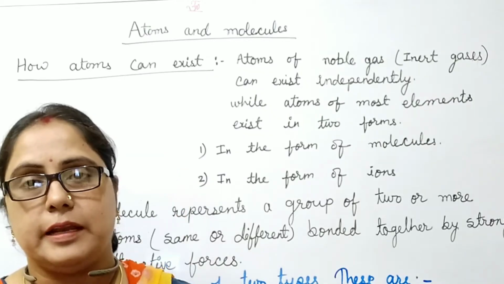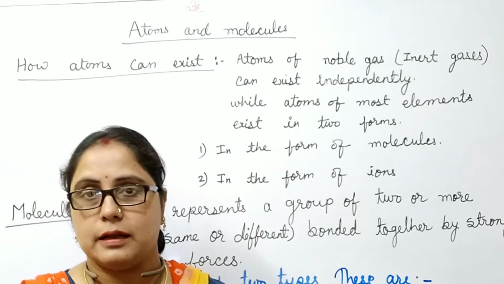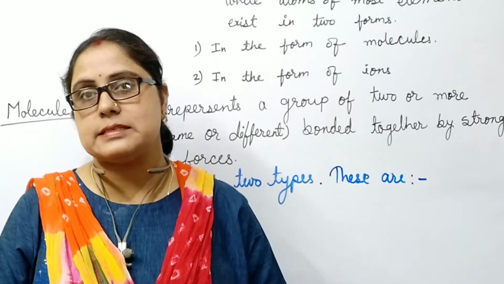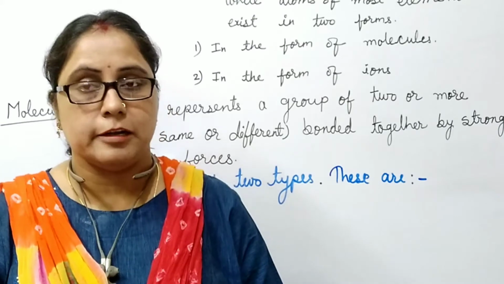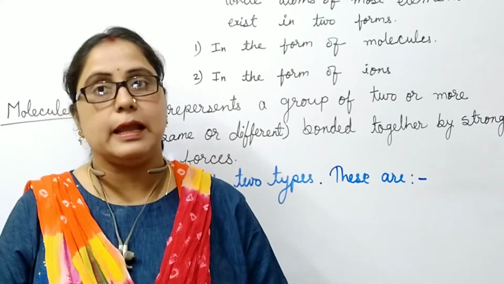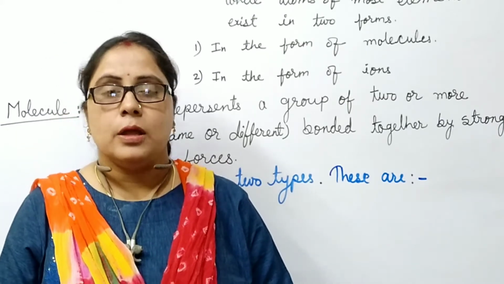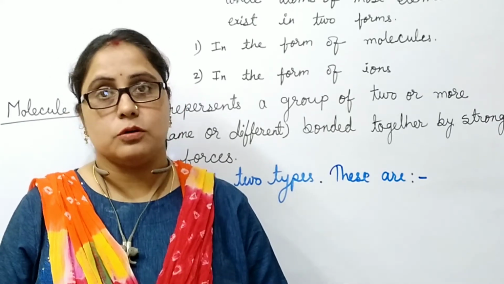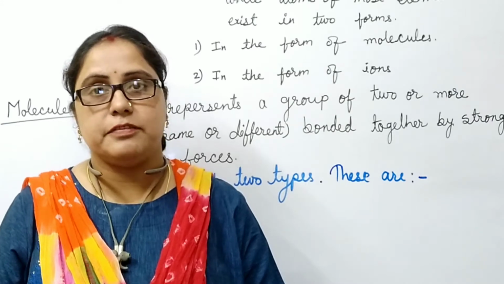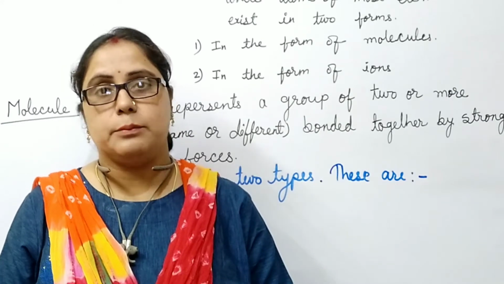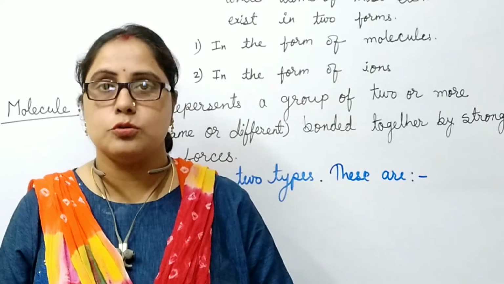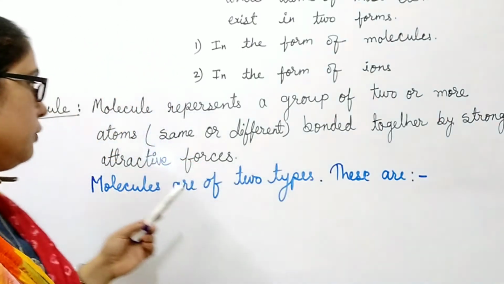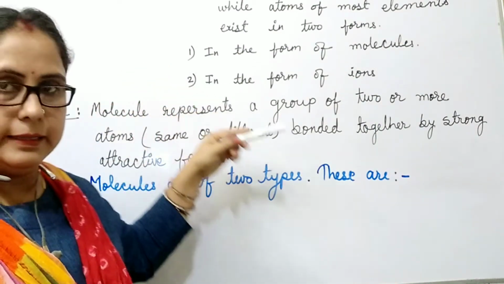Children, atoms of very few elements, the noble gases or inert gases, can exist independently or in a free state because noble gases are chemically unreactive, while atoms of most elements exist in the combined state because these atoms are chemically very reactive. So they combine together and exist in two forms: in the form of molecules or in the form of ions.